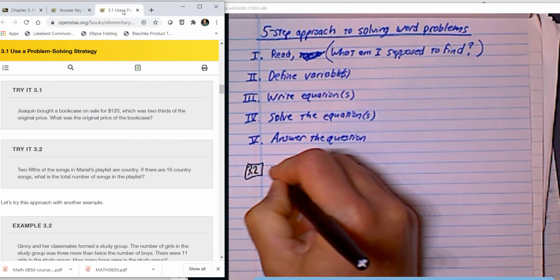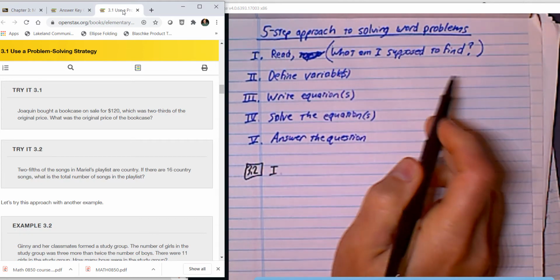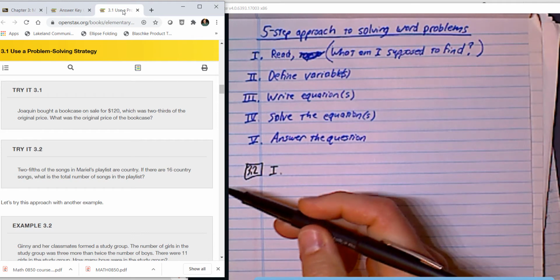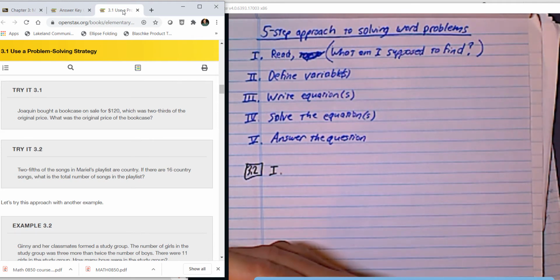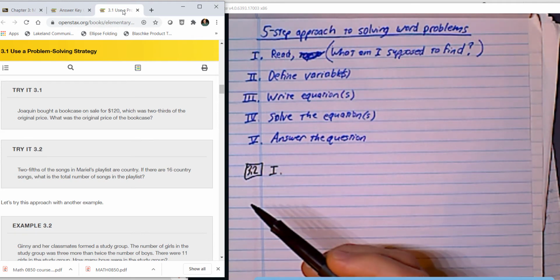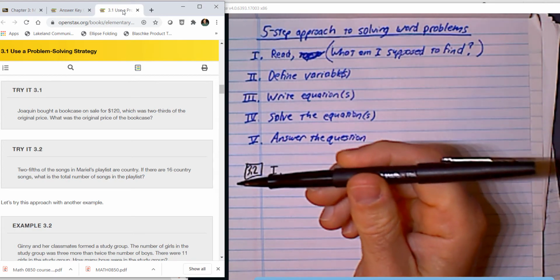Let me write down step 1. Read, and what am I supposed to find? As I read this, I don't even start with the sentence "2/5 of the songs." Here's what I do. I look at the question mark. See that question mark there right after "playlist"?